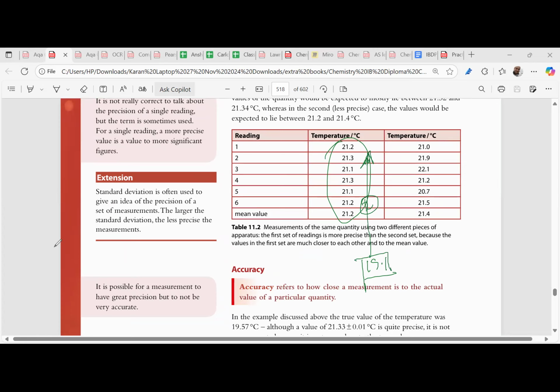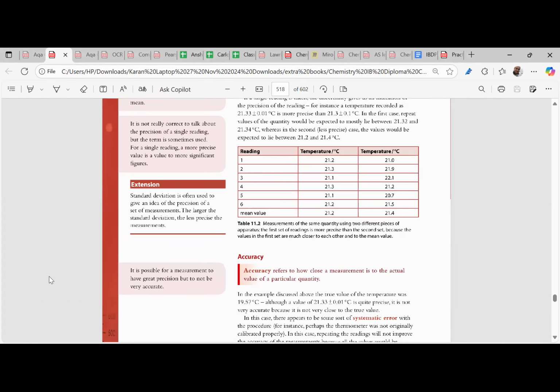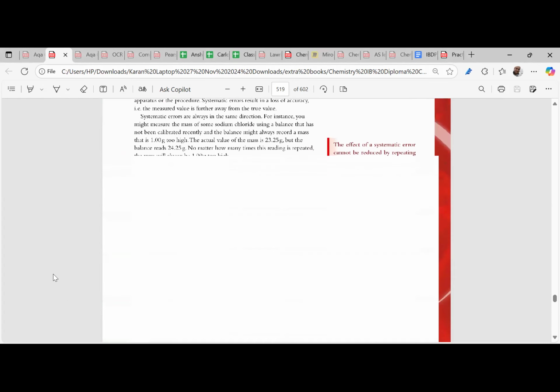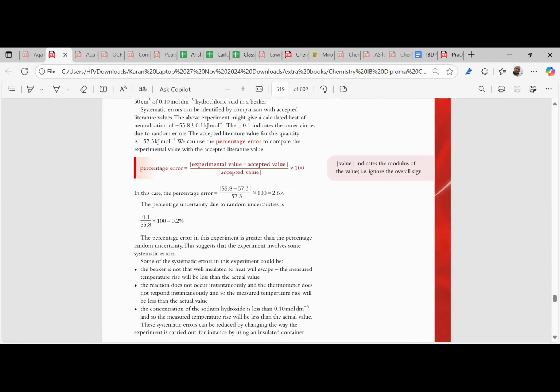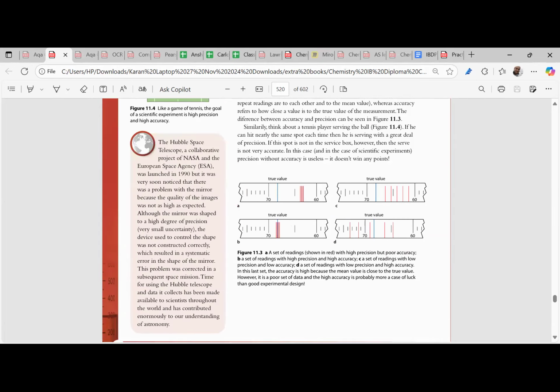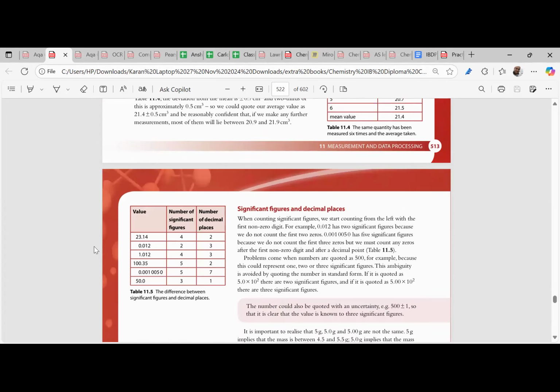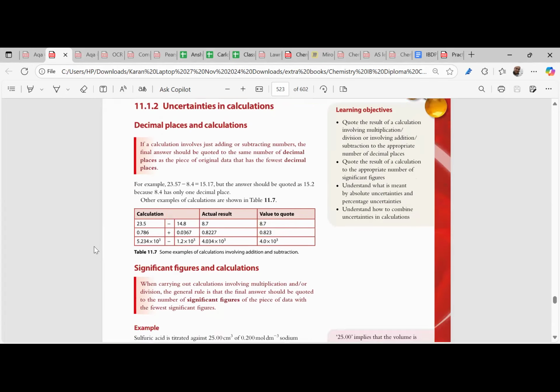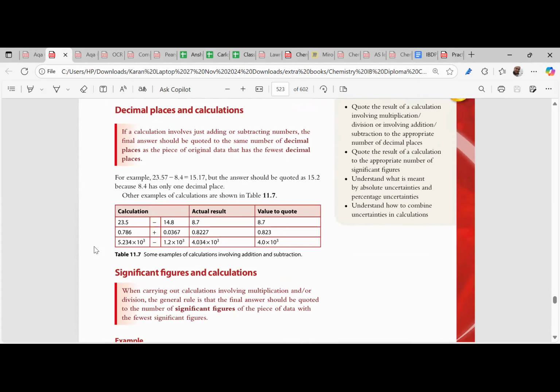Systematic error, you can also measure the amount of the systematic error by the percentage error. Do you get my point over here? How to do it? Now you will be given questions like this. I hope that you've seen the paper number 1B, how to multiply or how to divide, right?